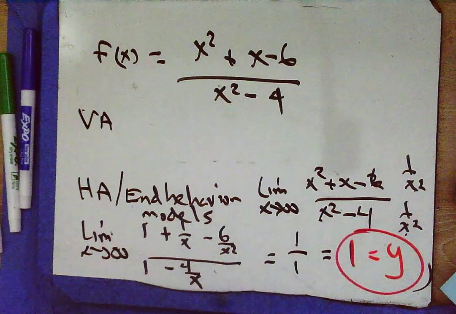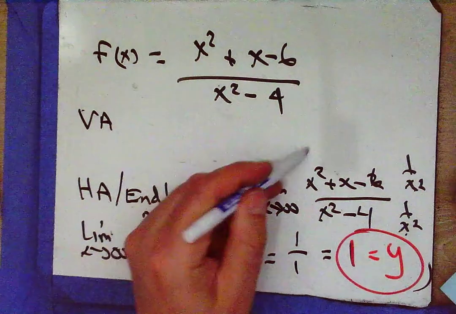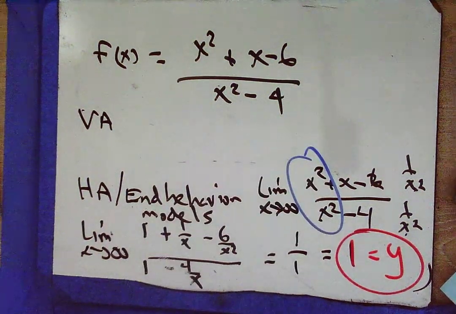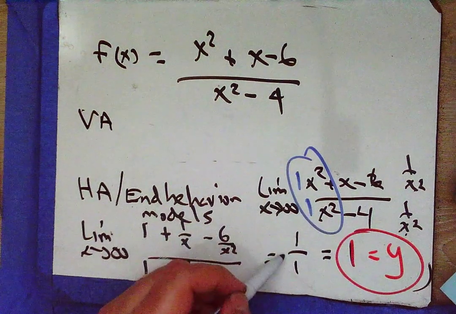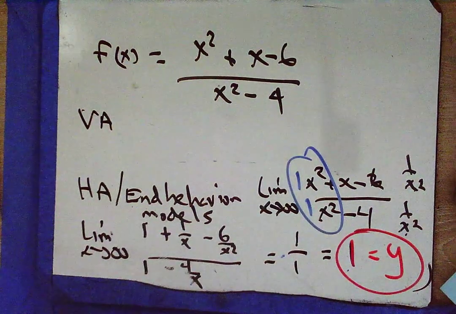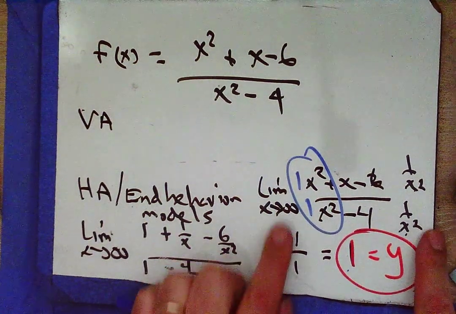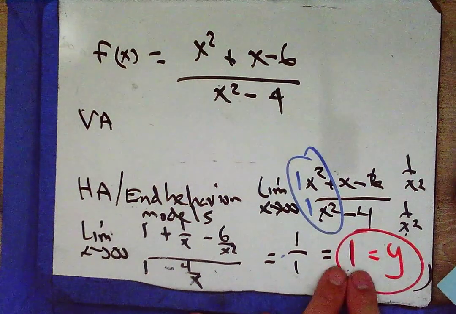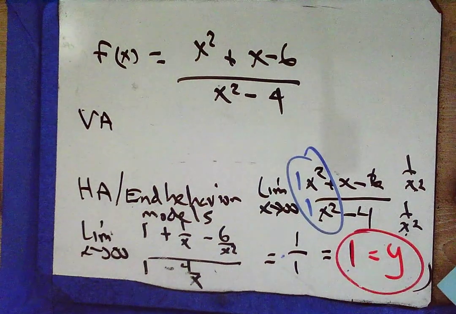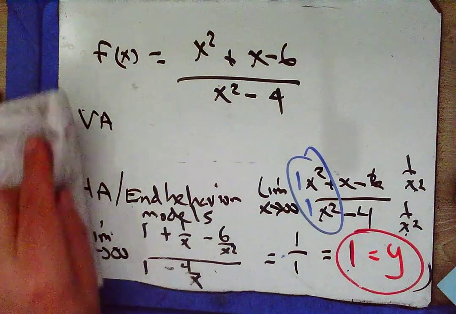And that's very reassuring because I remember learning in Algebra 2 that when the degrees are the same on top and bottom, I look at the ratio of leading coefficients, and that's 1 over 1, or 1. I just now have a way of showing with limits that this is the end behavior model, because it is the horizontal asymptote.